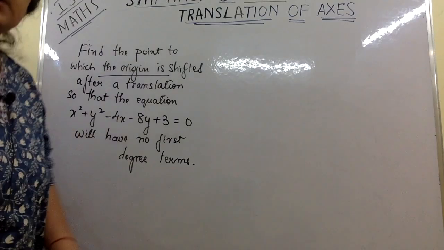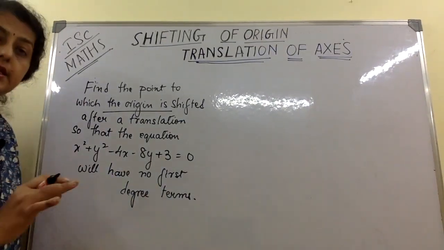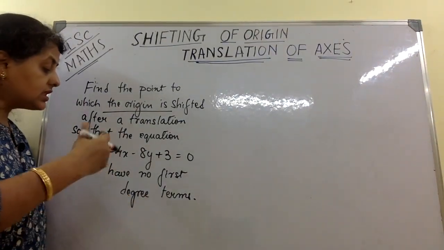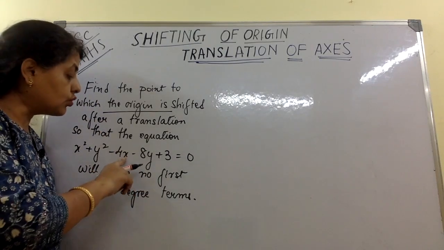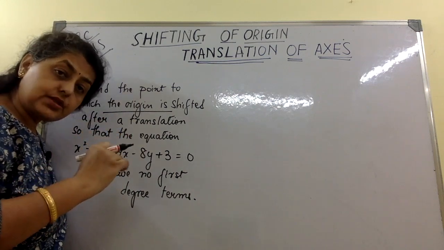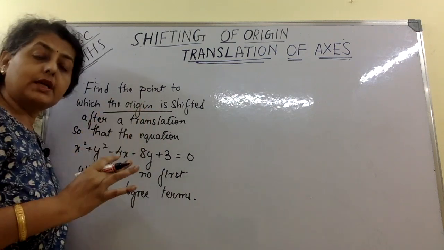Now here I need to talk. Okay, what is this no first degree terms? No first degree terms means no term which has x to the power 1 and y to the power 1.